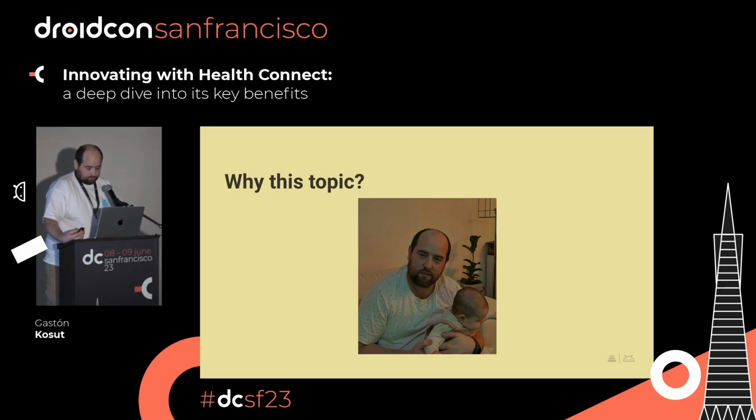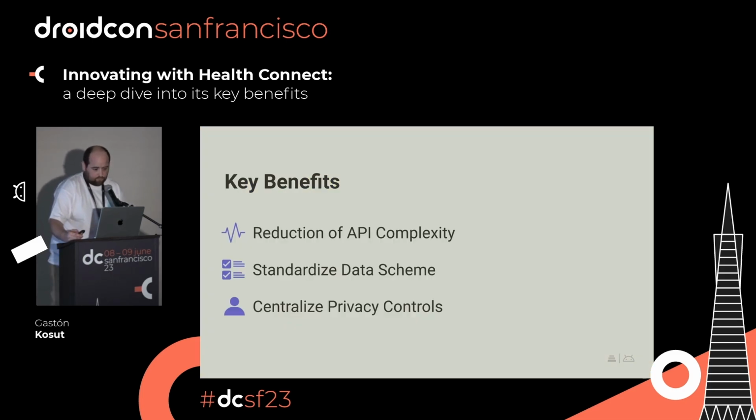And well, today what I want you guys to take away from this presentation is the key benefits of Health Connect, and also sow the seed of thinking about possible combinations of this data to create powerful insights. These are the key benefits of Health Connect. One of them is the reduction of the API complexity, the standardized data scheme, and the centralized privacy controls.